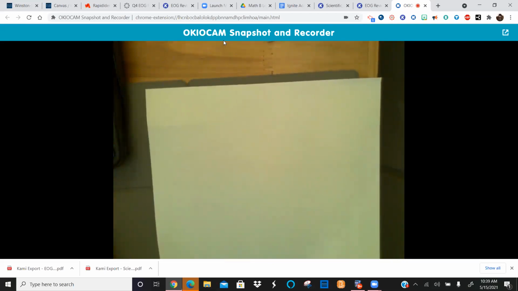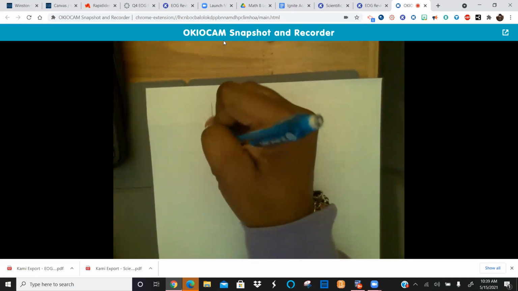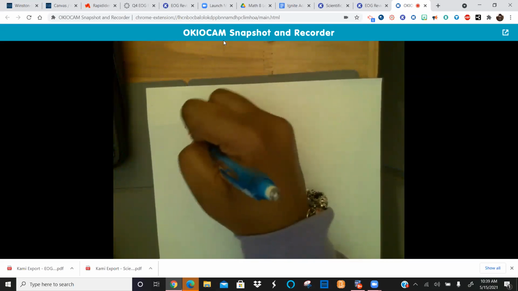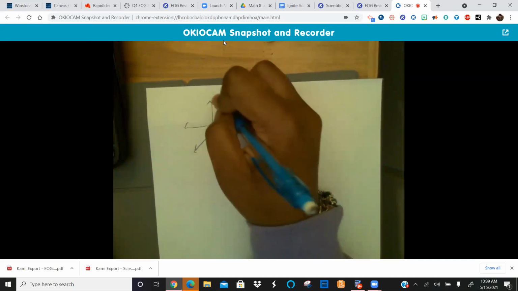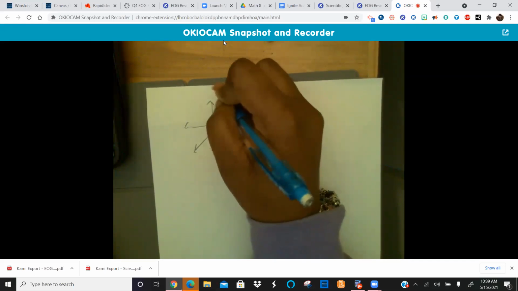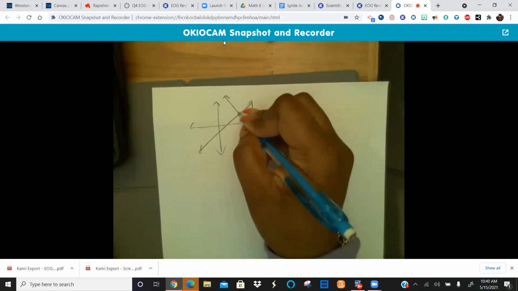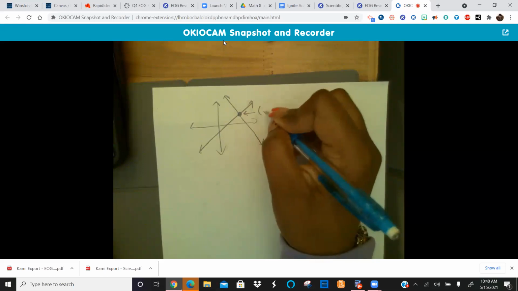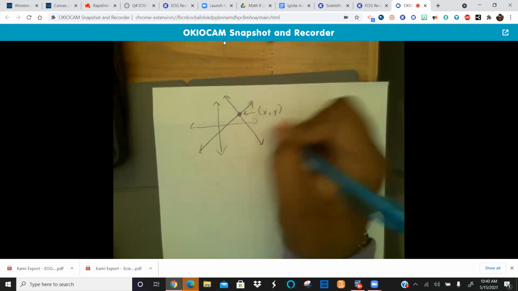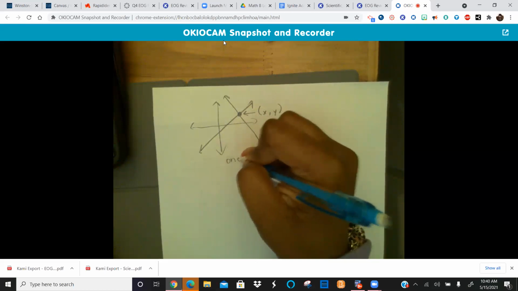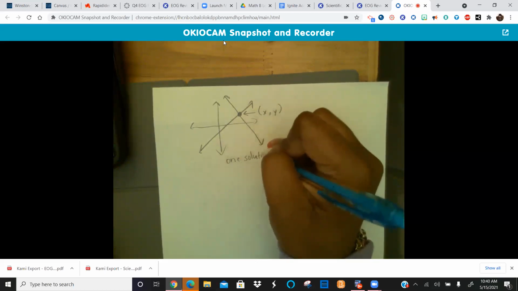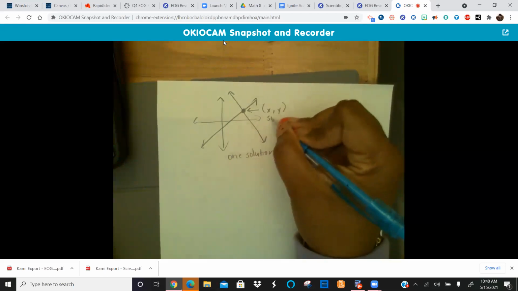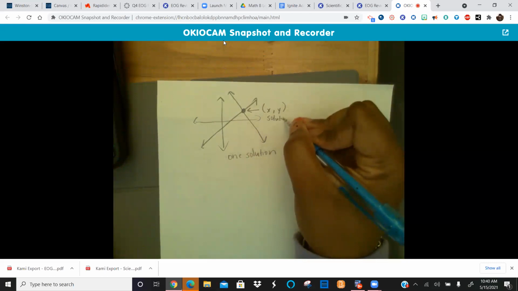So when you graph equations, straight lines, one may be going this way, the other one may be going this way. The solution is going to be the point in which they cross each other. So this is going to be your solution, whatever this coordinate is. So this has one solution because it only has one point that they share.